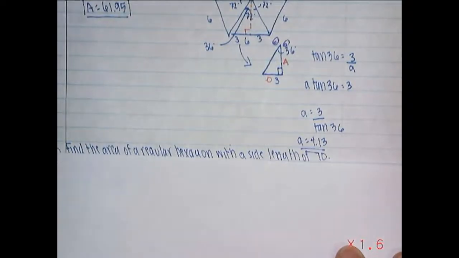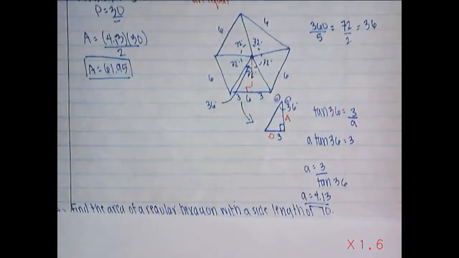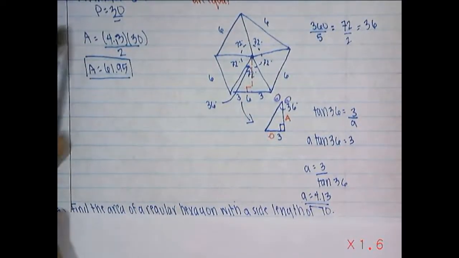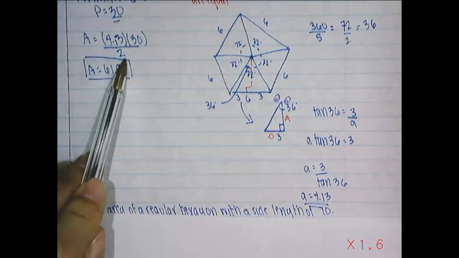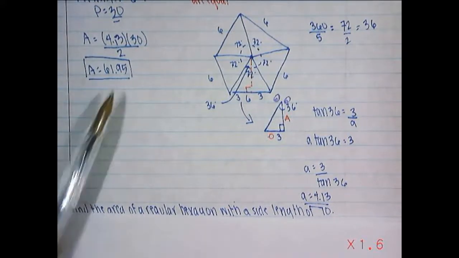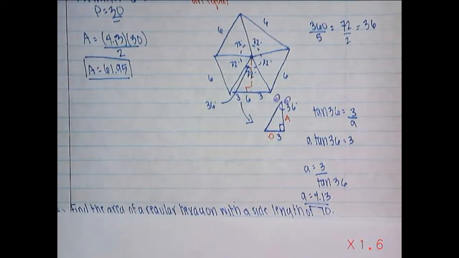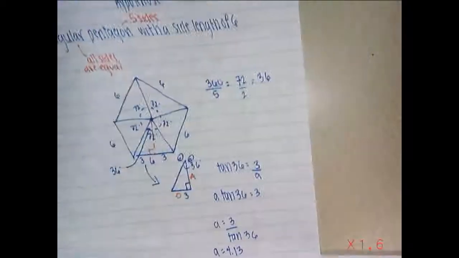Okay, so now I know my apothem, and I know my perimeter. I'm going to multiply the two by each other, 30 times 4.13, and divide by 2. And yay, hooray, I know my area is 61.95. Okay, so that's trig ratios. I have more examples that we'll probably go over in class.